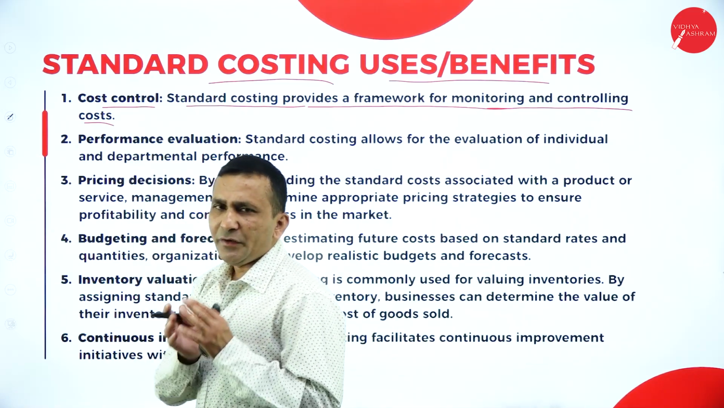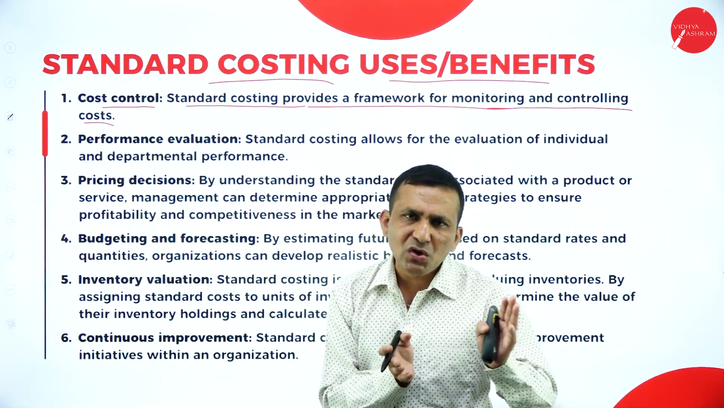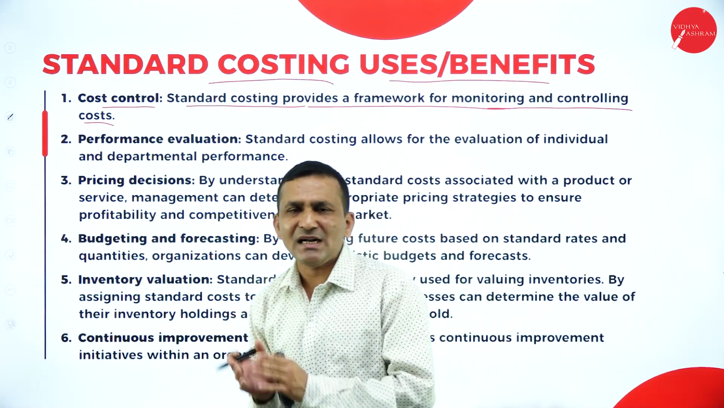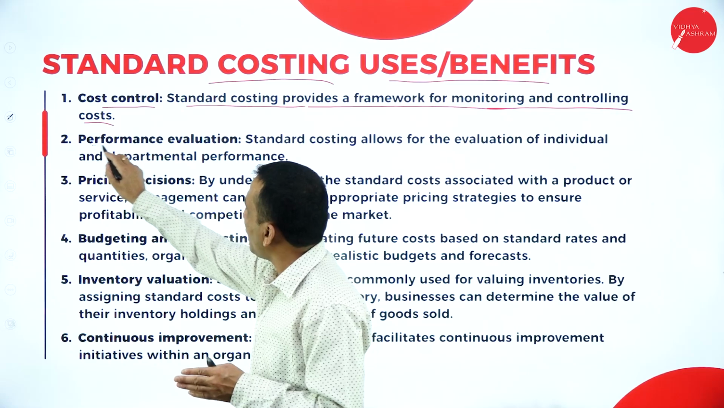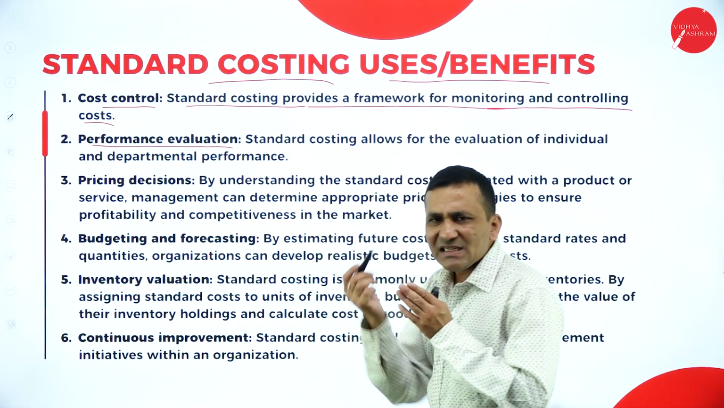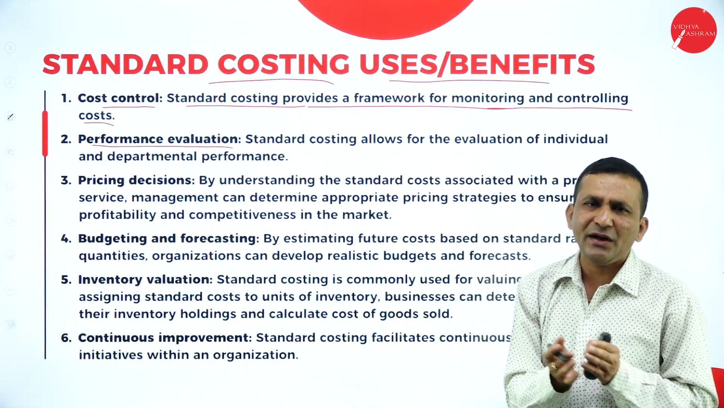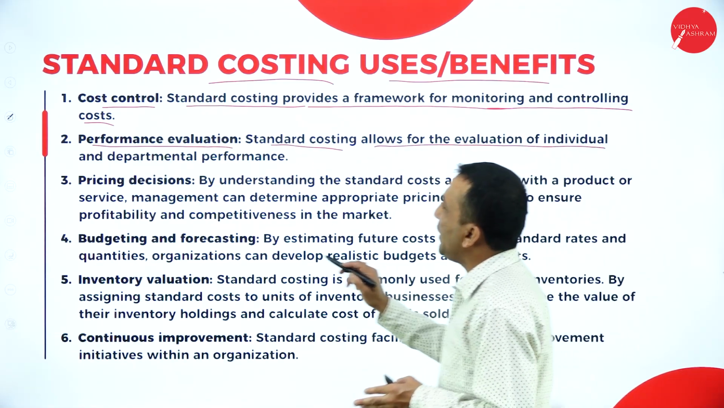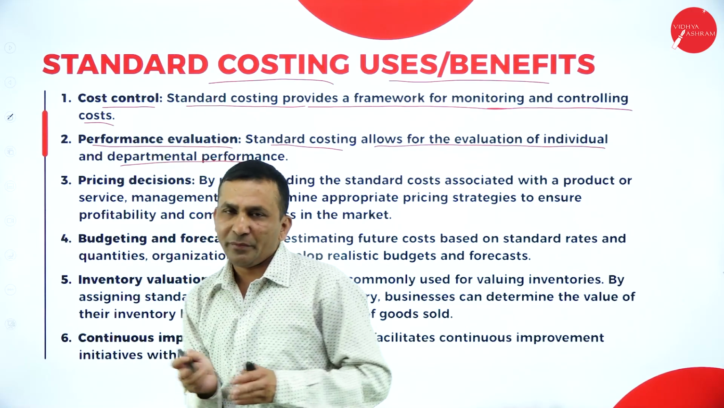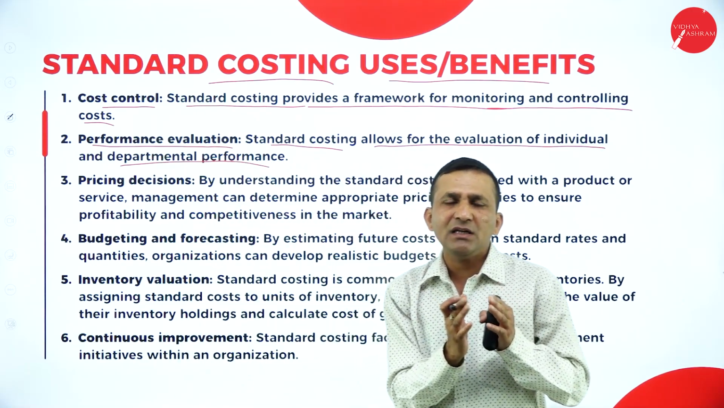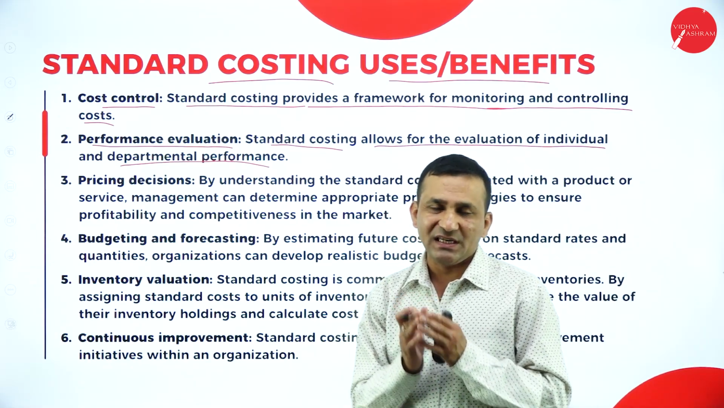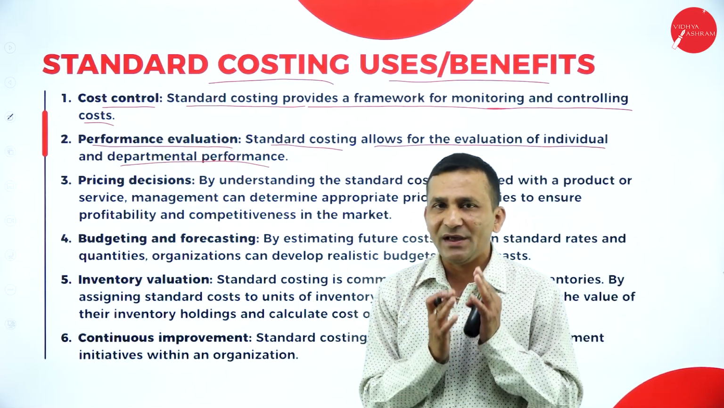Even when you talk about historical cost, it focuses only on the cost of production, but with standard costing we are trying to go for performance evaluation. By setting a standard, we can easily find out the performance. Standard costing allows the evaluation of individual or department performance. Each and every one is responsible for completing the specified objective you set. So that's why the standard is very important.